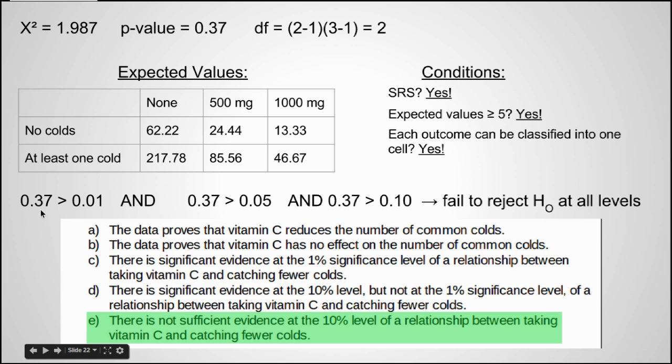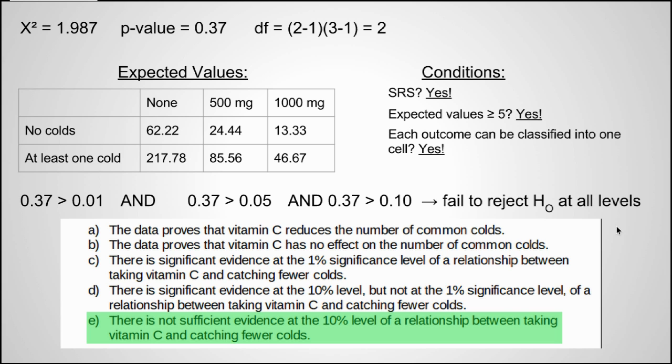Now, as I said before, I had to compare my p-value to my three significance levels: 0.01, 0.05, and 0.10. And my p-value is greater than all three, so I would have to fail to reject my null hypothesis at all three levels. So the answer is E. There is not sufficient evidence at the 10% level of a relationship between taking vitamin C and catching fewer colds.